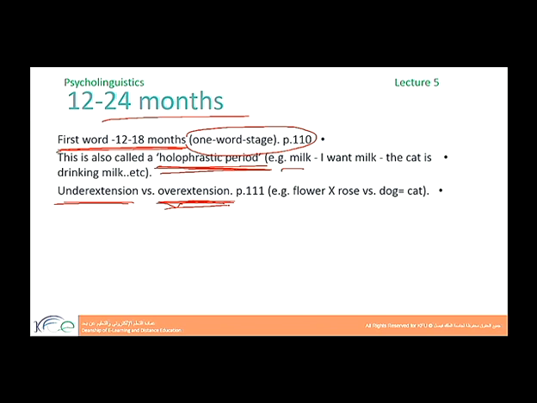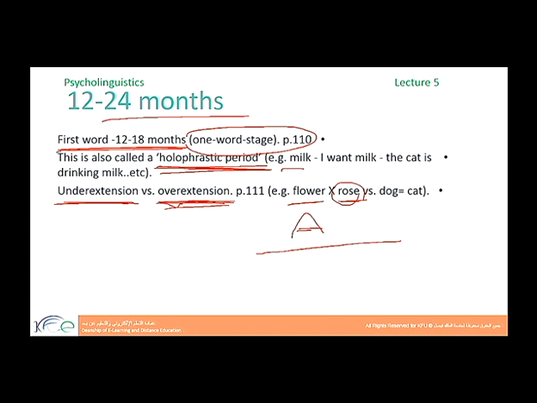The opposite of that is underextension. For example, flower versus rose. Let's assume that the child now knows the word rose. Let's take this example that's here. We have roses, flowers. Rose is a flower, of course.